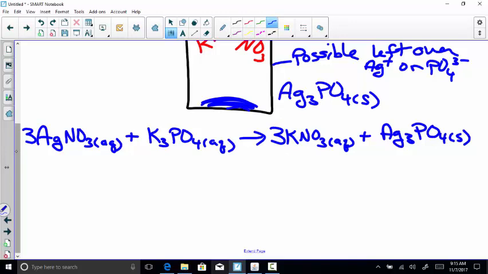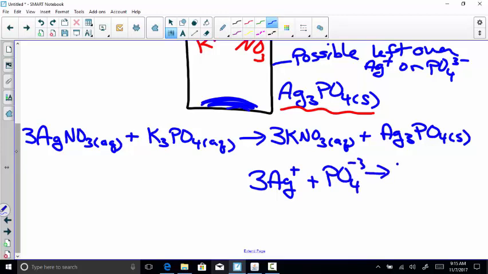Then it says write the net ionic equation, and because we know that that is our solid, we should be able to pick out the net ionic equation fairly quickly, and that should be 3 Ag+ plus PO4 3- yields the Ag3PO4 solid. So that should be our net ionic equation.